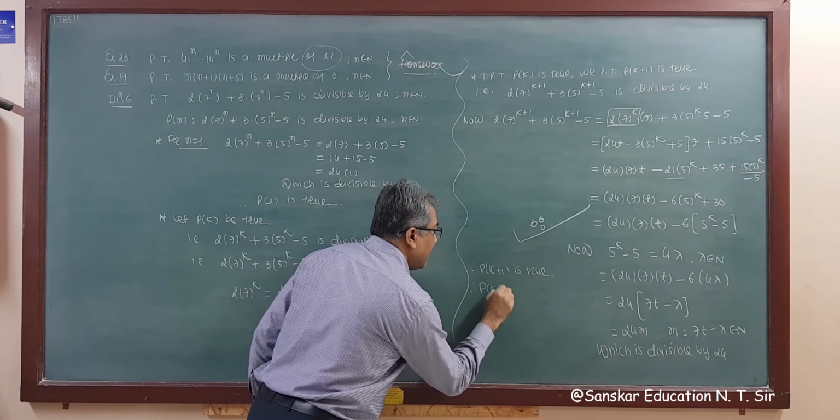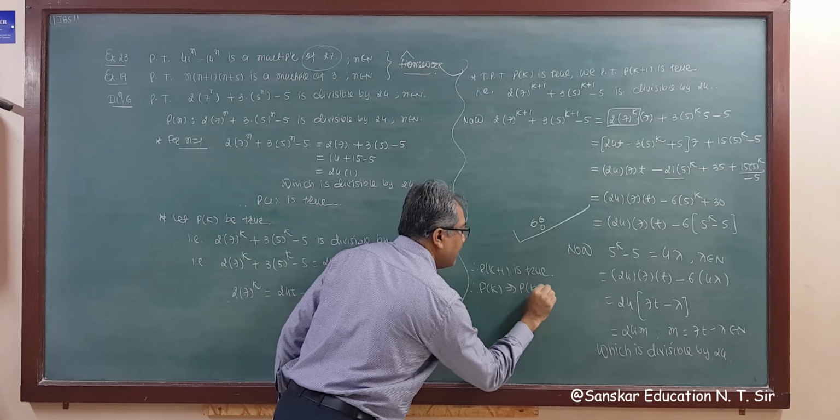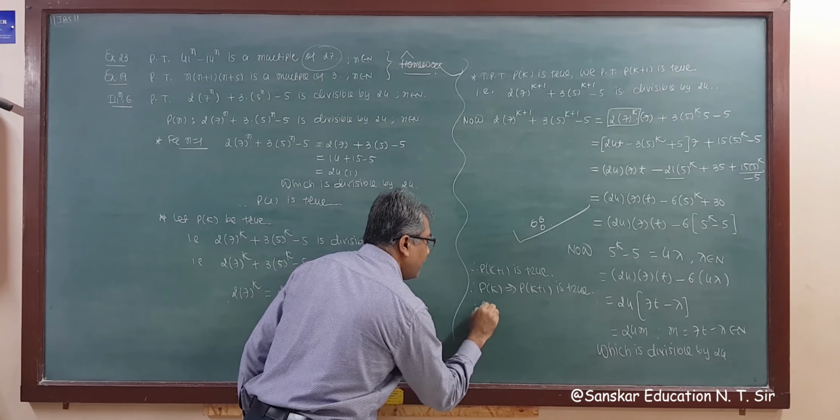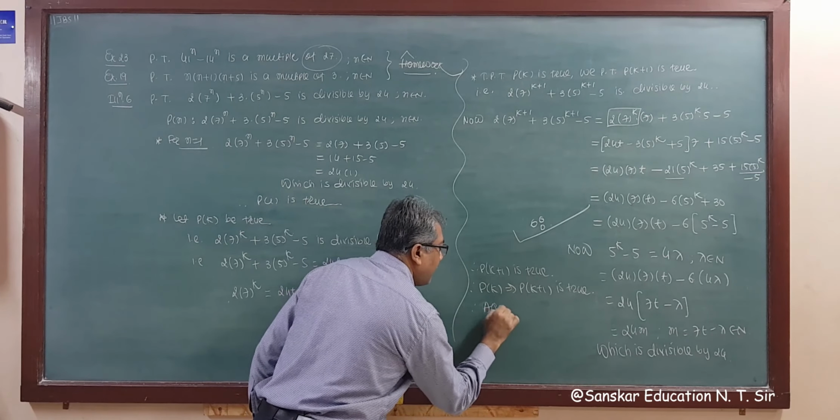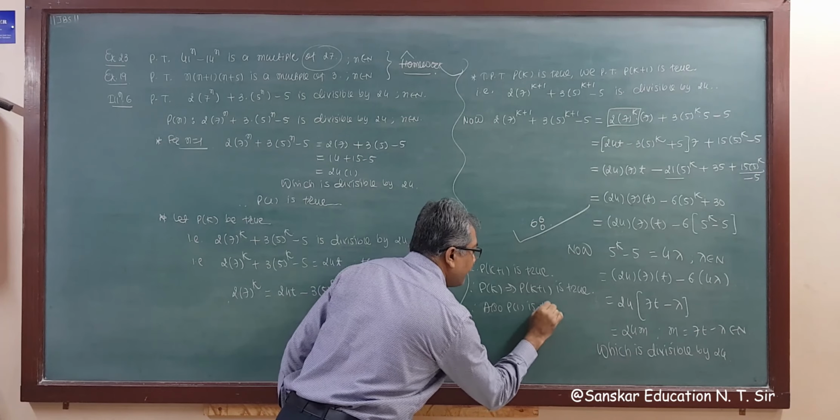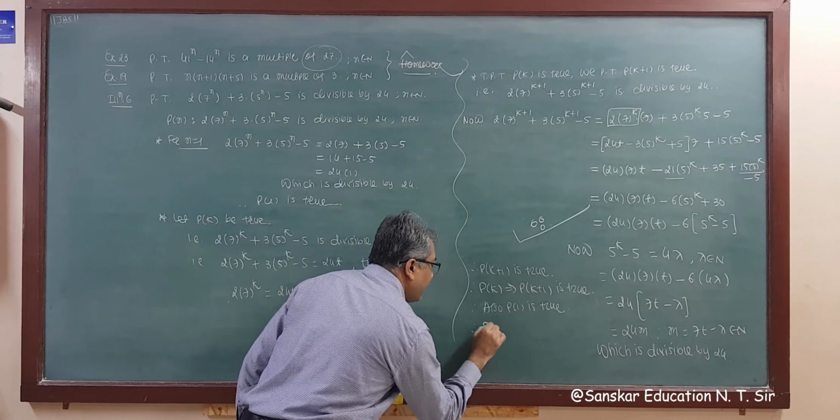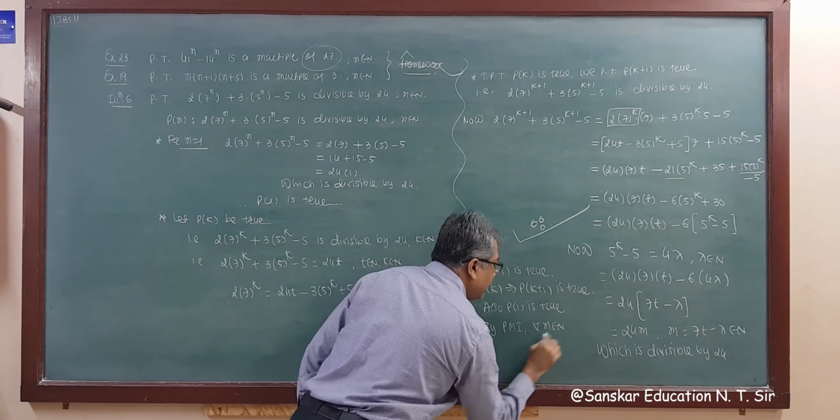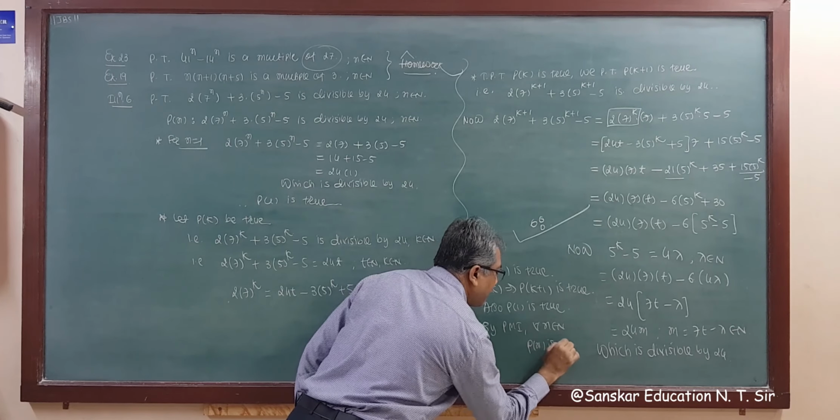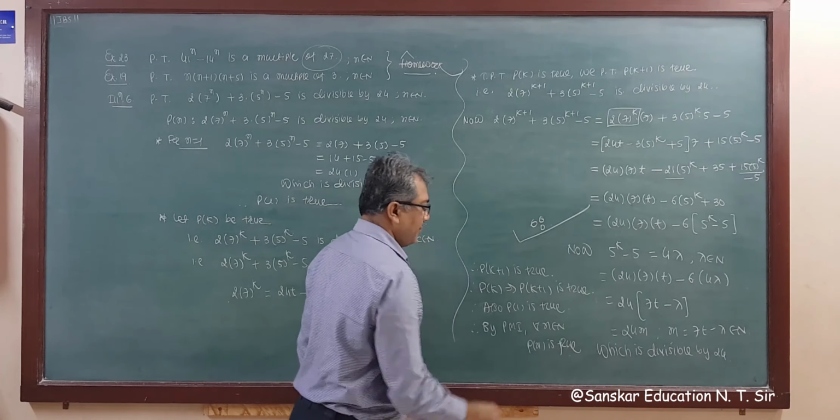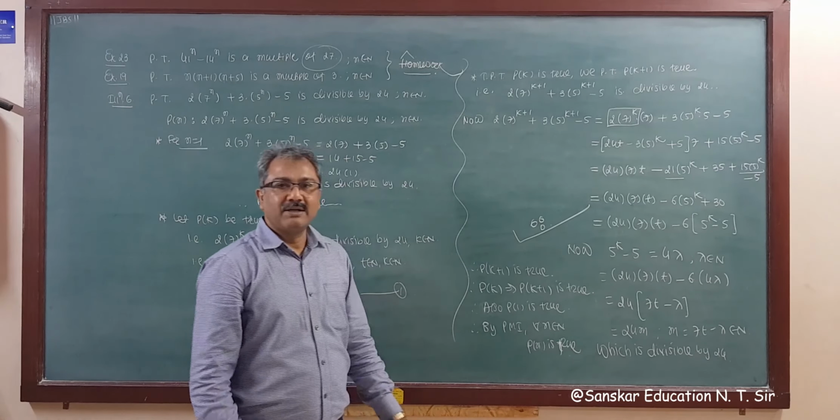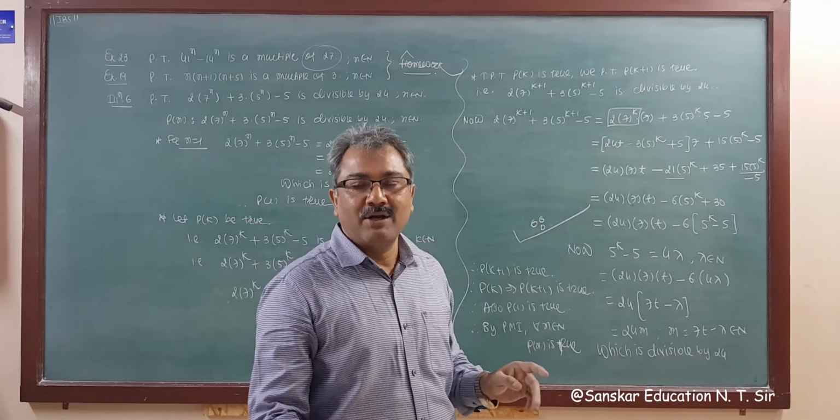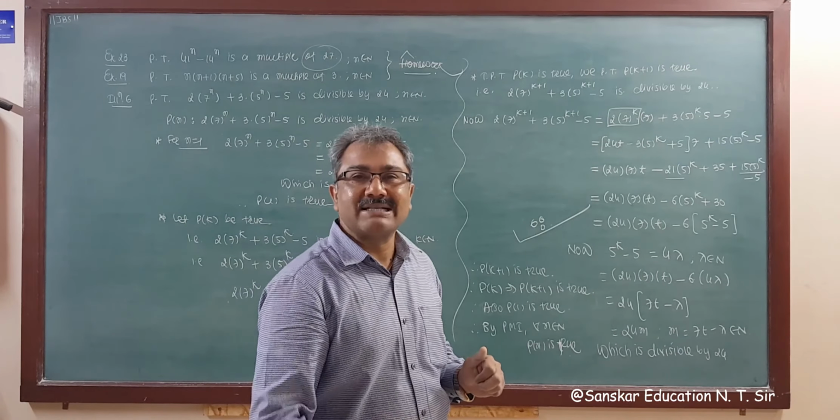Therefore P(k) implies P(k plus 1) is true. Therefore also P(1) is true. Therefore by PMI, for all n belongs to n, P(n) is true, right? So this is the way to solve the examples of PMI. Almost all types are covered, only one type remains. That is your next example. Okay.